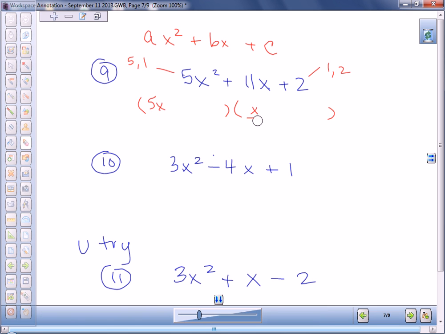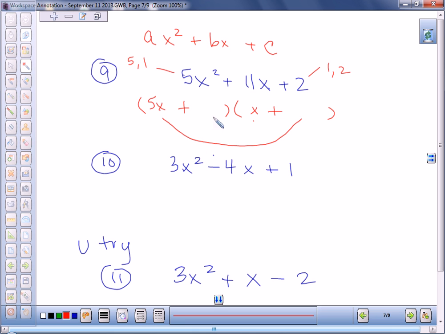Because there's only one factor pair for 2, and I'm multiplying to get a positive, and I'm adding to get a positive, so both of these have to be positive. But I have to think about, where do I need to place the 2 and the 1 so that when I do this outer plus the inner, I get 11? What needs to go here? The 2. Because that gives me 10 plus 1 is 11. Listen, out times out and in times in equal.